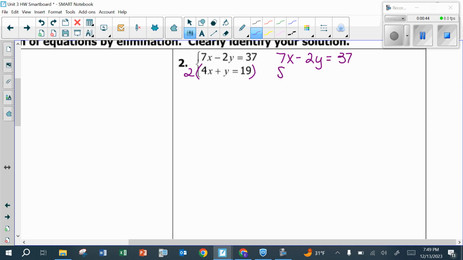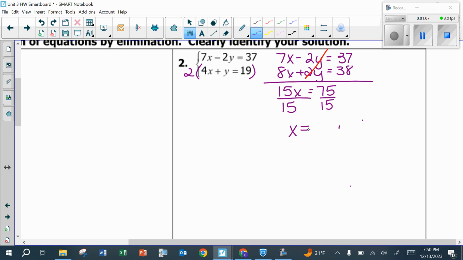And then we got 8x, 2 times y is positive 2y, and 2 times 19 is 38. We got 8 plus 7, that's 15x. The y's canceled out. And then 37 plus 38 is 75. Now to solve for x, divide by 15. So x equals 75 divided by 15, which is 5. So we got x. We have to figure out y.